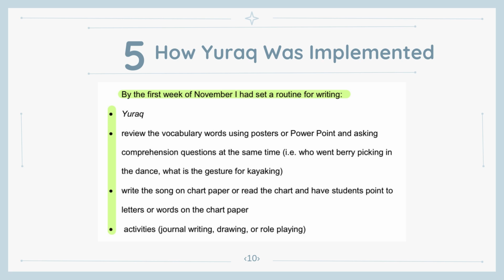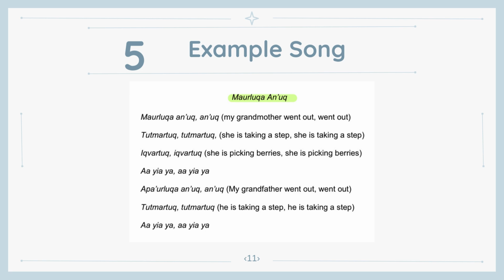So this is a quick outline of how Yuraq was implemented on a day-to-day in a class structure. So she started out with Yuraq. After that was review the vocabulary words using posters or PowerPoint, asking comprehension questions at the same time, such as who went berry picking, what was the gesture for kayaking, etc. Write the song on chart paper or read the chart and have students point to letters or words on the chart paper, and then ending it with a summary activity such as journal writing, drawing, or role playing.